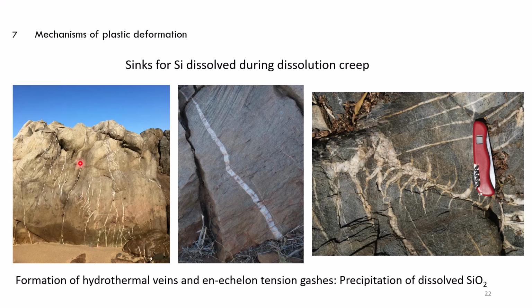We can assume if we see these kinds of features in metasedimentary sequences that dissolution creep was an important process. Even more important is this process if the protoliths contain finely distributed commodities that can be dissolved in the fluid phase. For instance, gold is often associated with hydrothermal veins, and the dissolution creep and the concentration of the fluid phase along vein systems very often upgrades the gold content so that it becomes an economic ore resource.